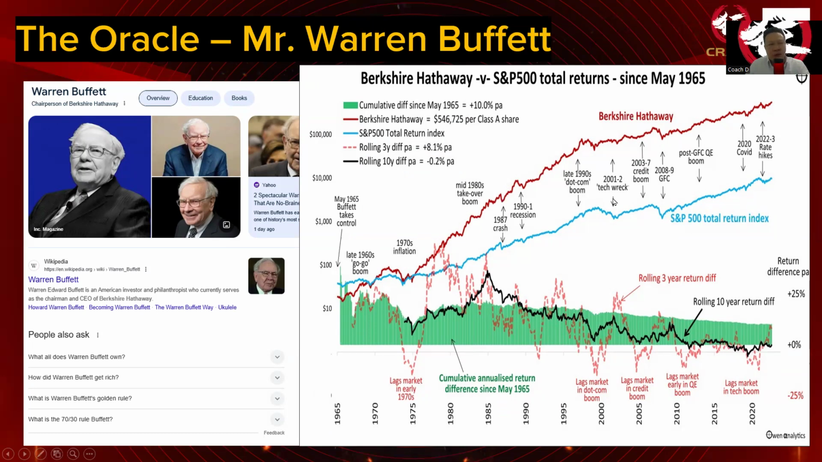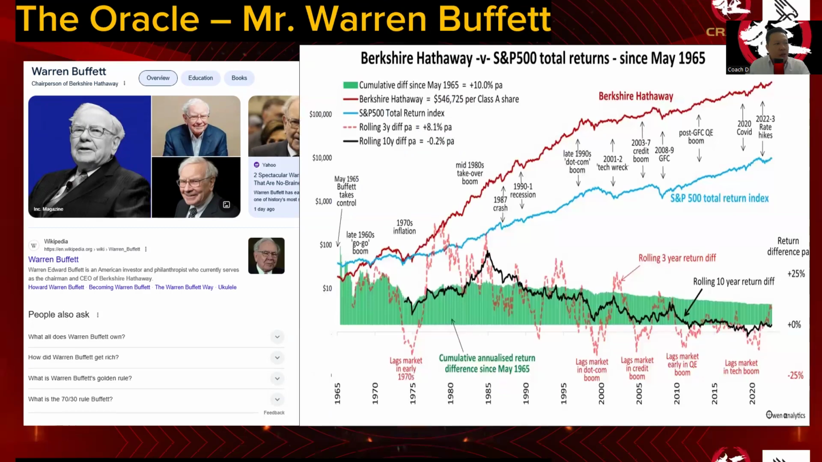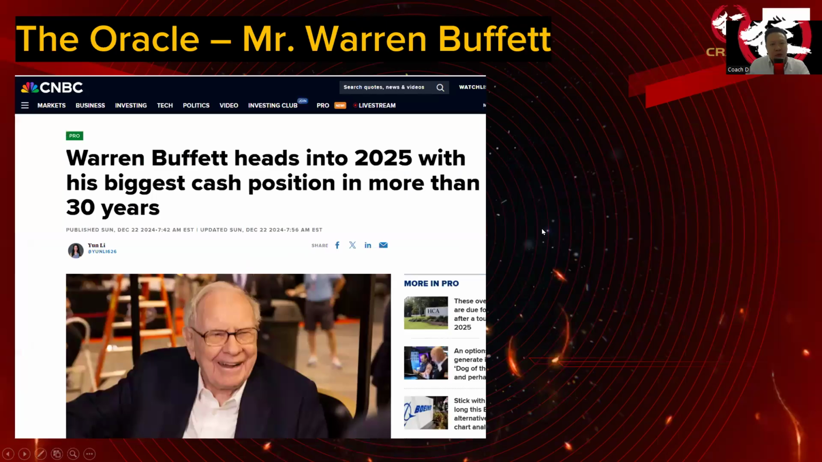So we know who Warren Buffett is, but why am I talking about him? Basically, he is going into 2025 with his biggest cash pile in 20, 30 years.